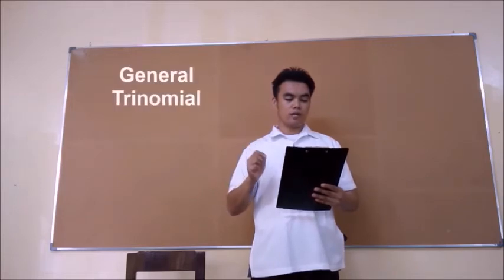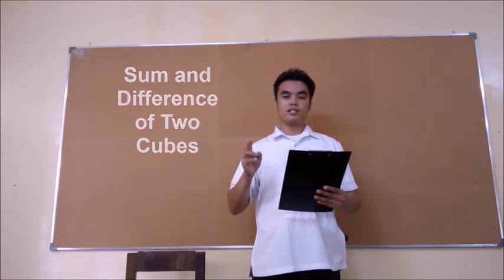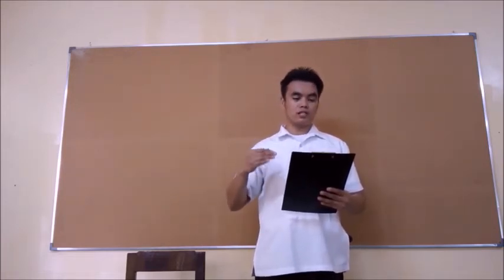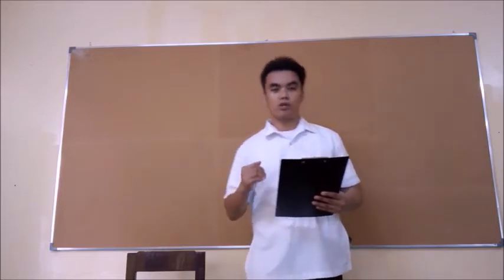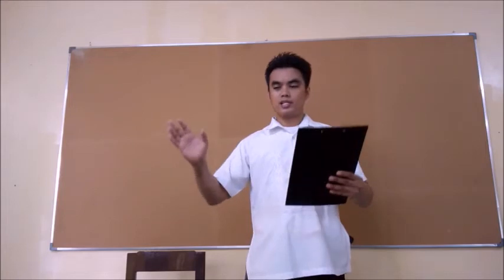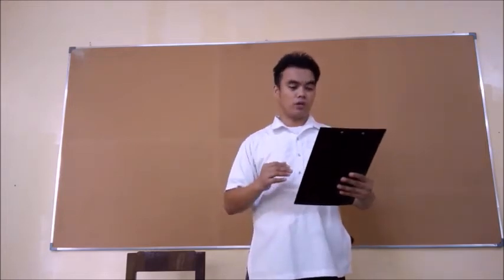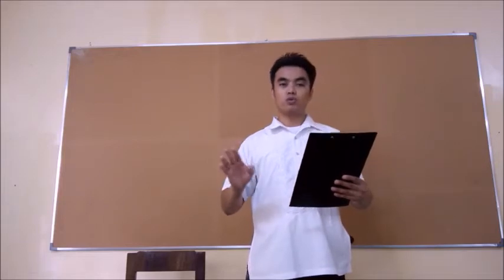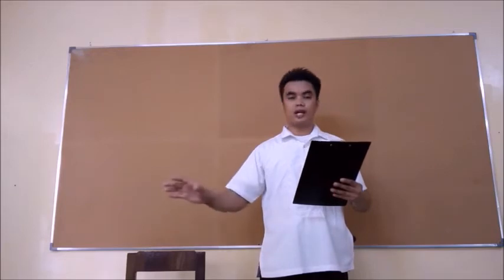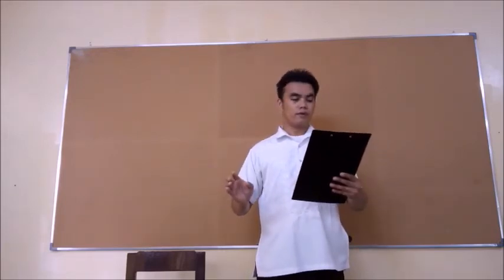Fourth is the general trinomial. Fifth is the sum and difference of two cubes. And the sixth is by grouping. During the previous lessons, na-discuss na natin yung common monomial factor. Alam na natin na kapag may common monomial factor sa isang polynomial, pwede mong ilabas yan at i-factor out yun. Difference of two squares. Kapag ang dalawang polynomial ay square, you can simply factor them out.